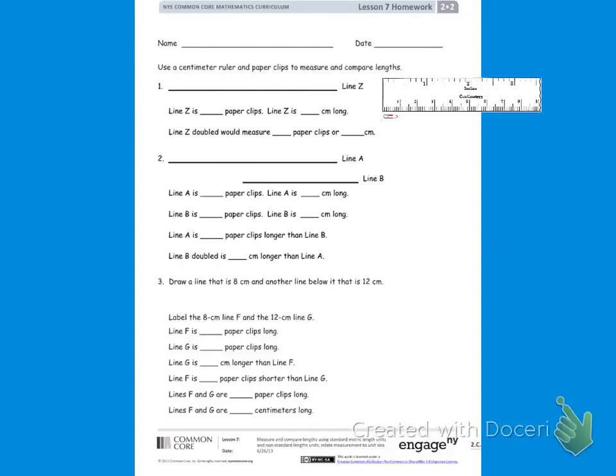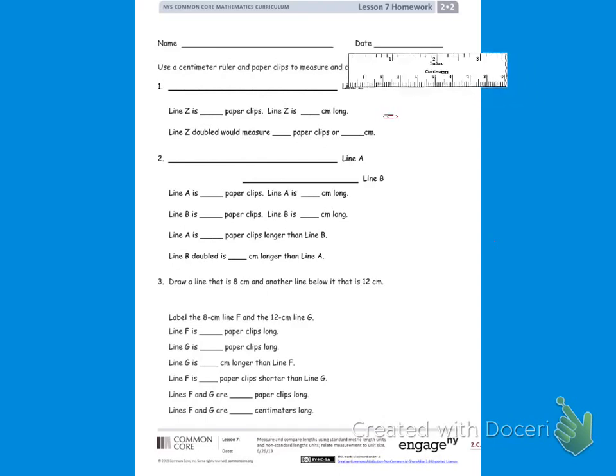Module 2, Lesson 7's objective is to measure and compare lengths using standard metric length units and non-standard length units. Then relate the measurement to unit size. On this worksheet, number 1 asks that we use a centimeter ruler and paper clips to measure and compare lengths. As you can see, I've inserted a centimeters ruler. It is important to remember that the students need to be using the correct numbers when measuring.